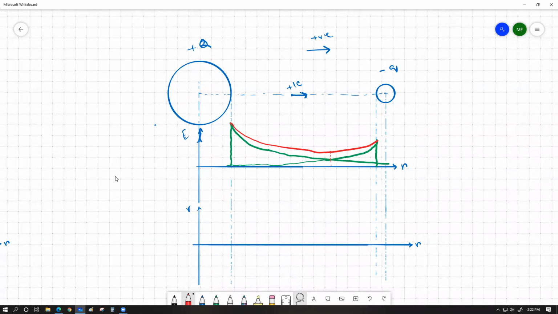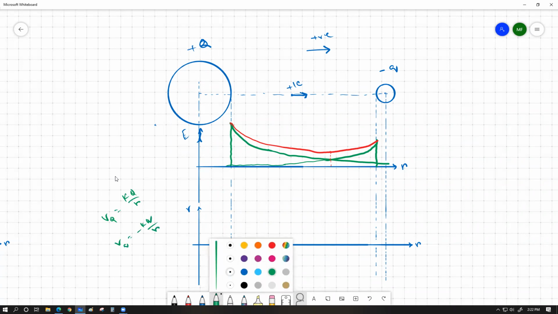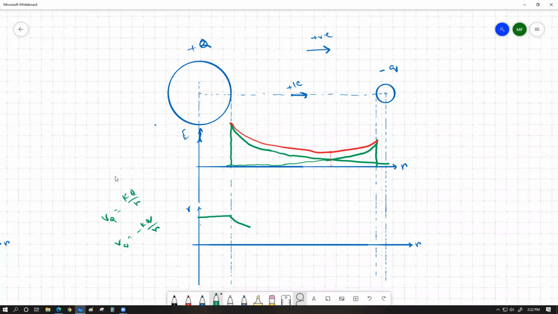If you go for the voltage calculation, it's pretty simple. This is the capital Q voltage. So voltage of the big charge is going to be positive kq by r. Voltage of the small charge is going to be minus kq by r because it's a scalar quantity. So that leads us to understand that this voltage is going to be on the positive y-axis, and this is going to be on our negative y-axis, somewhat like that.